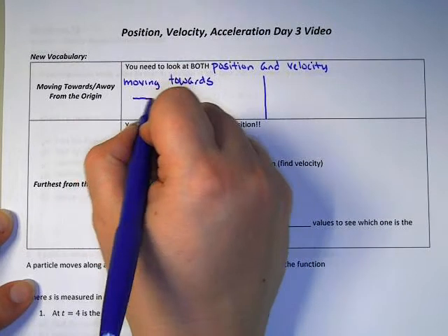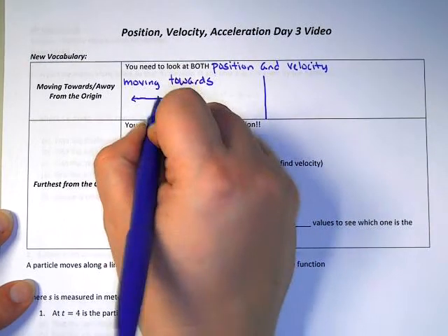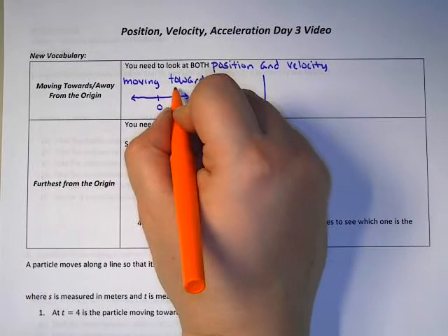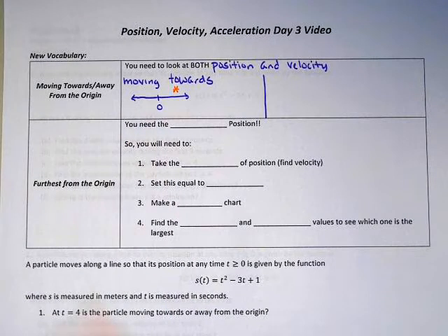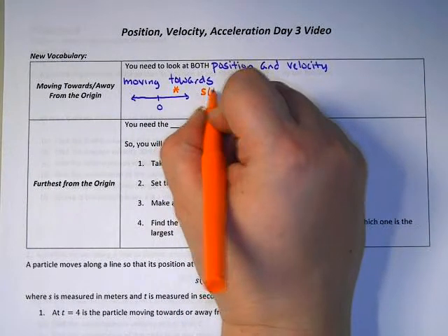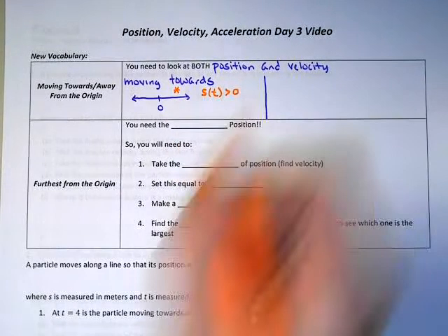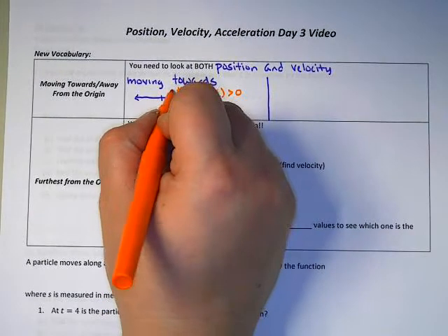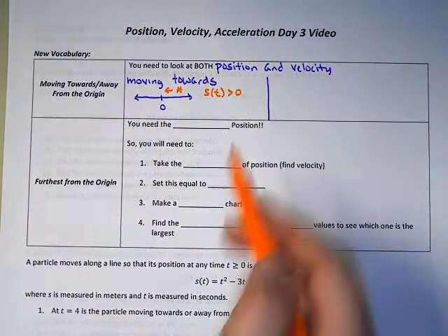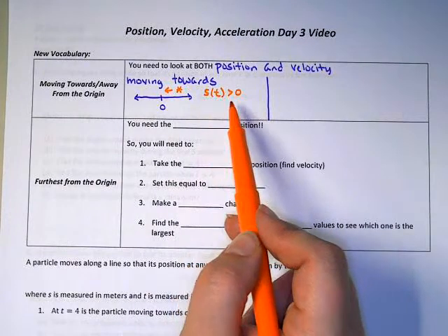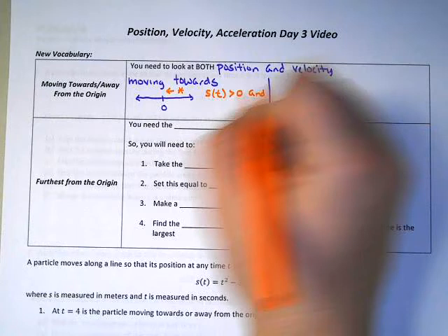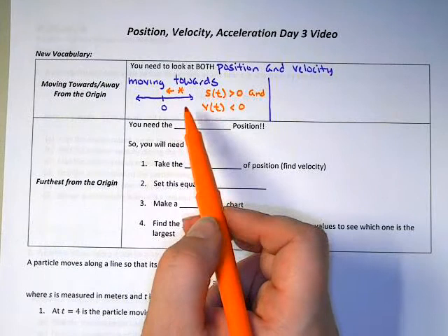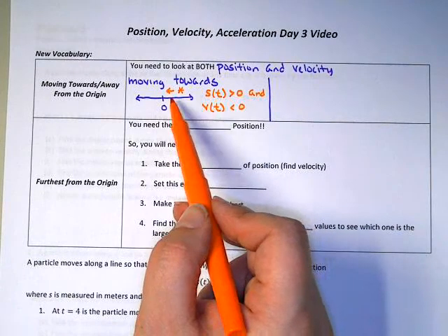So if we think about a number line, and we're going to put 0 in the middle because that's the origin, let's say that we started over here on the right. So let's go ahead and say that our position, S of t, is greater than 0 because it's to the right. Now if I want to be moving towards the origin, then that would mean I have to move to the left. So if my position is greater than 0 and my velocity is less than 0, then I'm moving towards the origin because I started at the right and I'm moving towards the left.